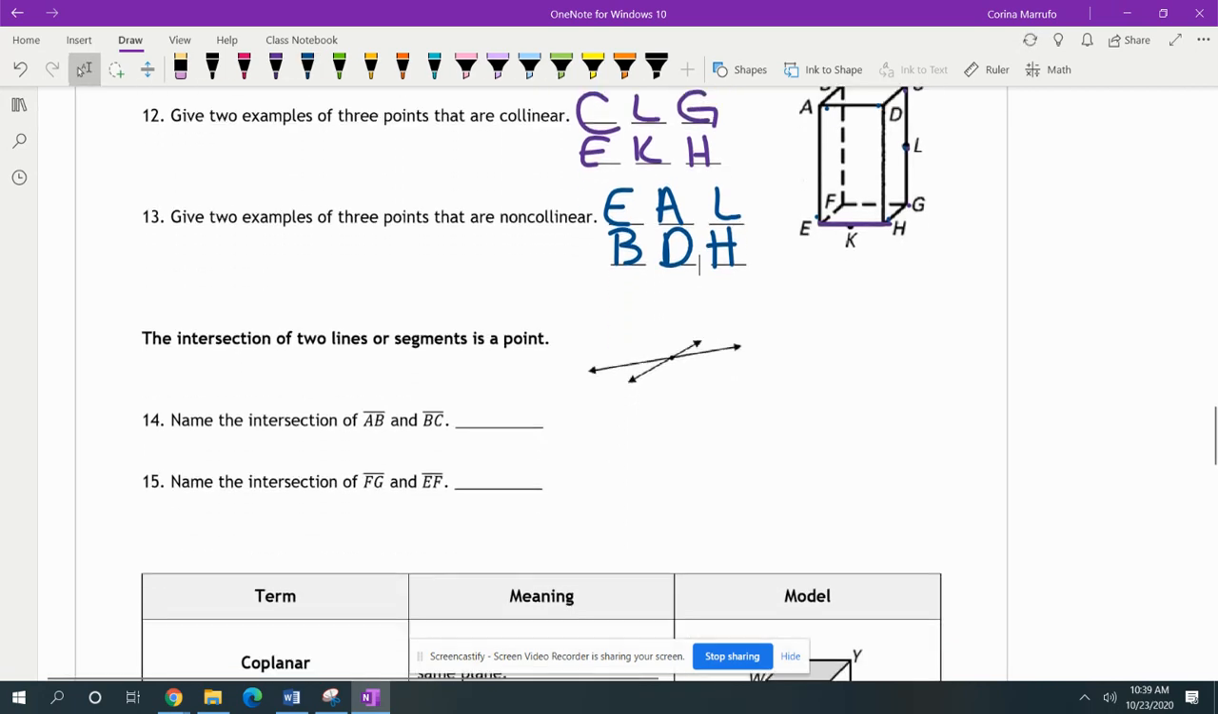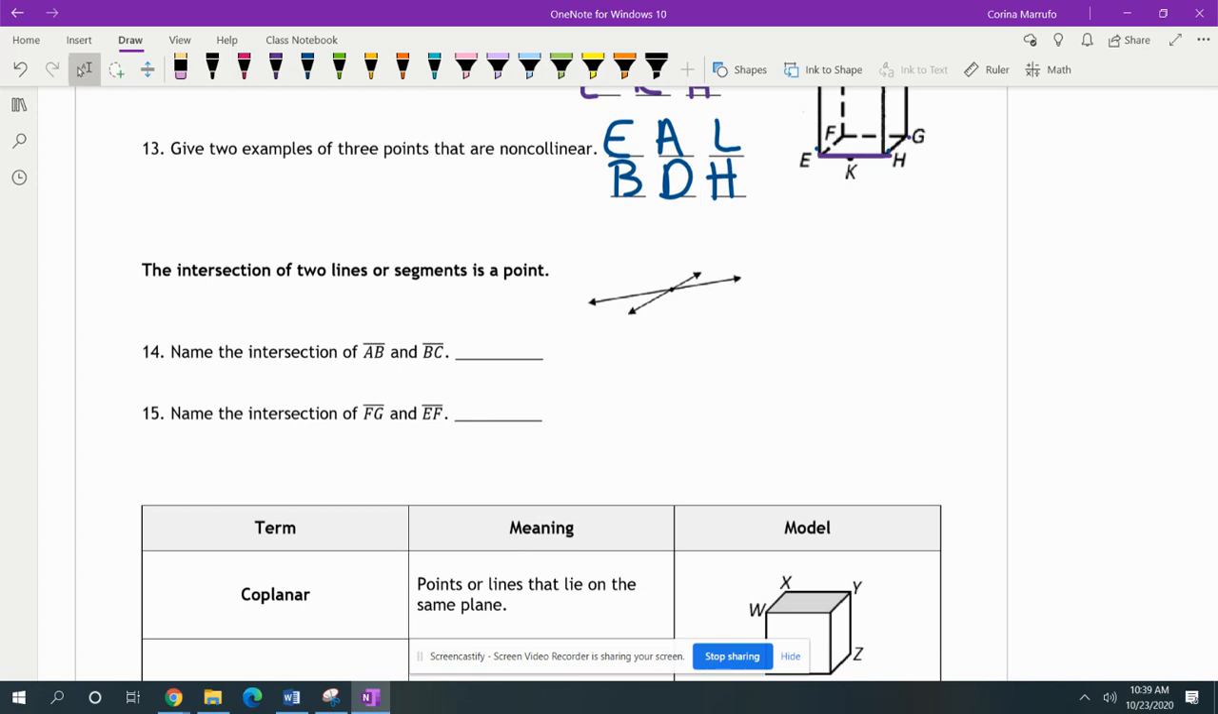All right, the next section says name the intersection of AB and BC. So we have the intersection where they both cross. They cross at a point. They don't give us what the intersection point is. AB and BC. That means this has to be AB and the other one has to be BC. Do you see how they both share the letter B in common? So that means their intersection point is point B. It would be the same for this one. Name the intersection point of FG and EF. It would be point F because they both share F in common.